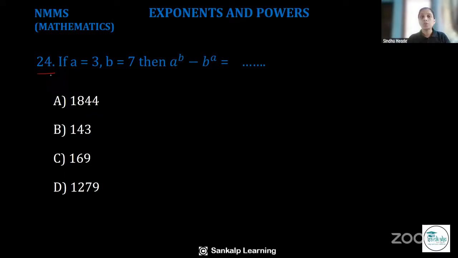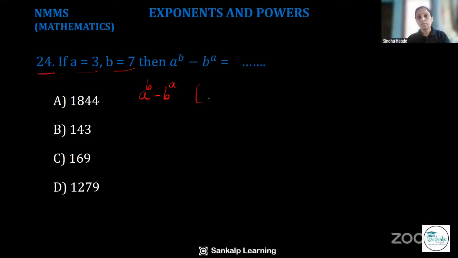Let us see question number 24 of NMMS Maths chapter Exponents and Powers. If A is equal to 3, B is equal to 7, then A raised to B minus B raised to A is equal to dash. Option A 1844, option B 143, option C 169, option D 1279.